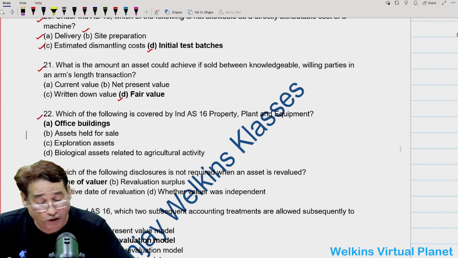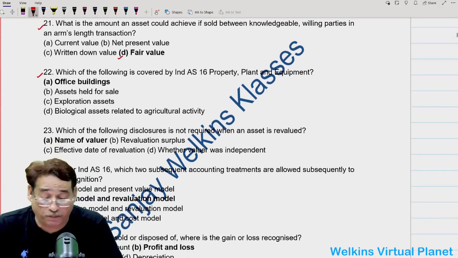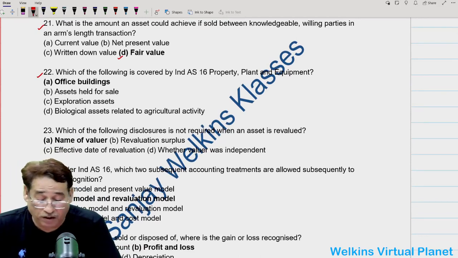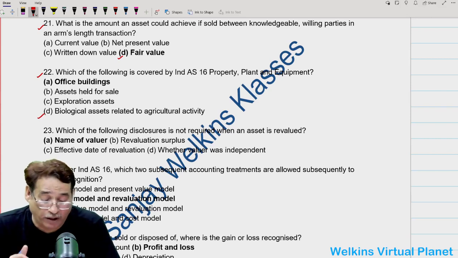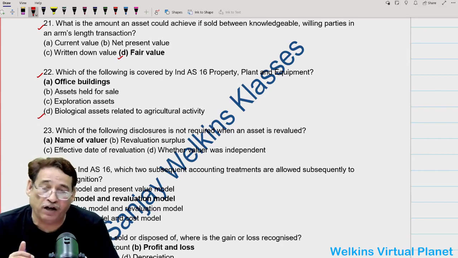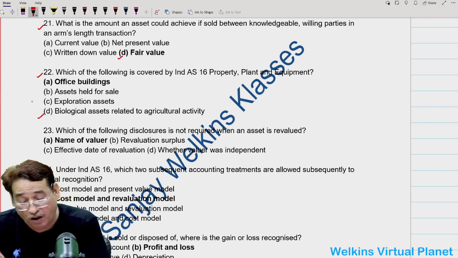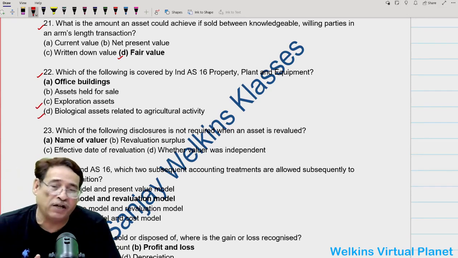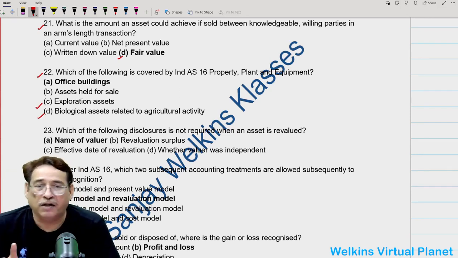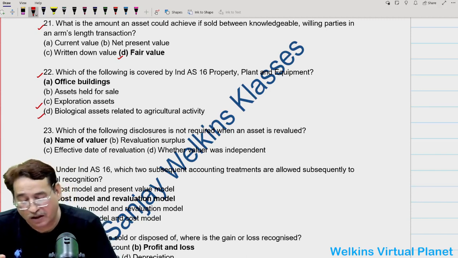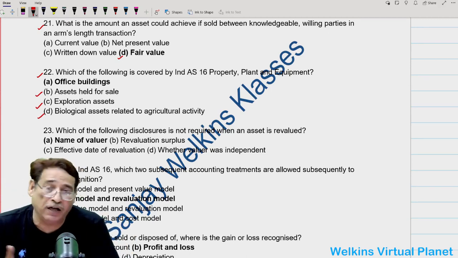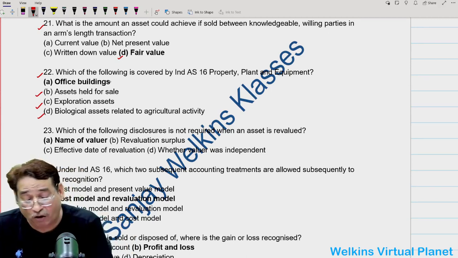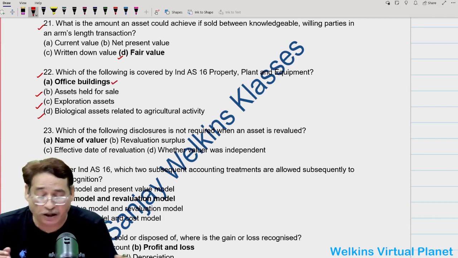22. Which of the following is covered by Ind AS 16 property, plant and equipment? There are many items given. Biological assets are in fact an exception, because biological assets fall under Ind AS 41, that is agriculture. Exploration asset is not part of your course, correct? That is related to Ind AS 106. Assets held for sale is covered by Ind AS 105. So which of the following assets is covered by Ind AS 16? Obviously now my answer will be office building.